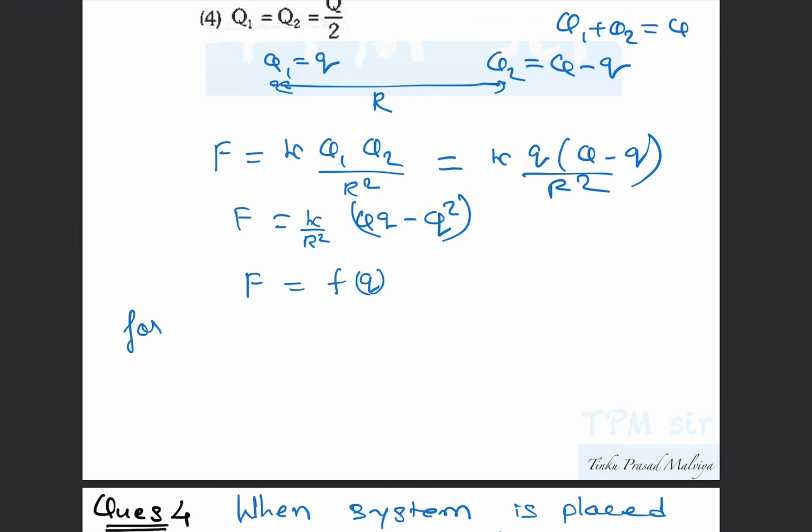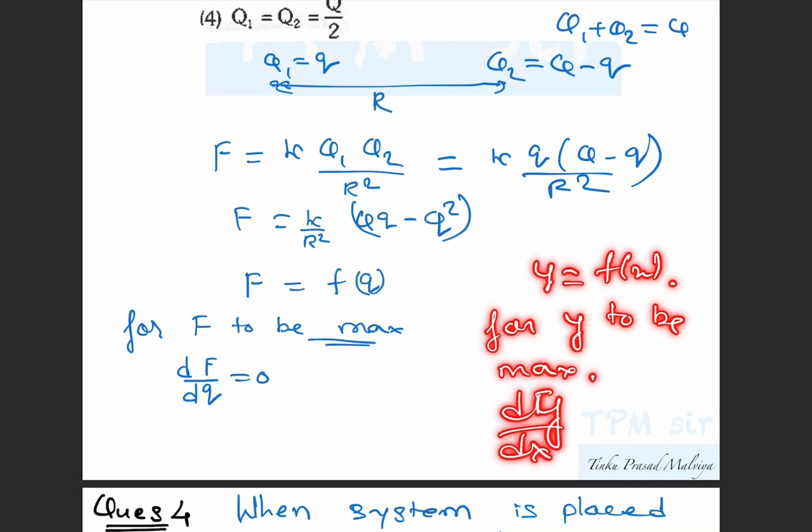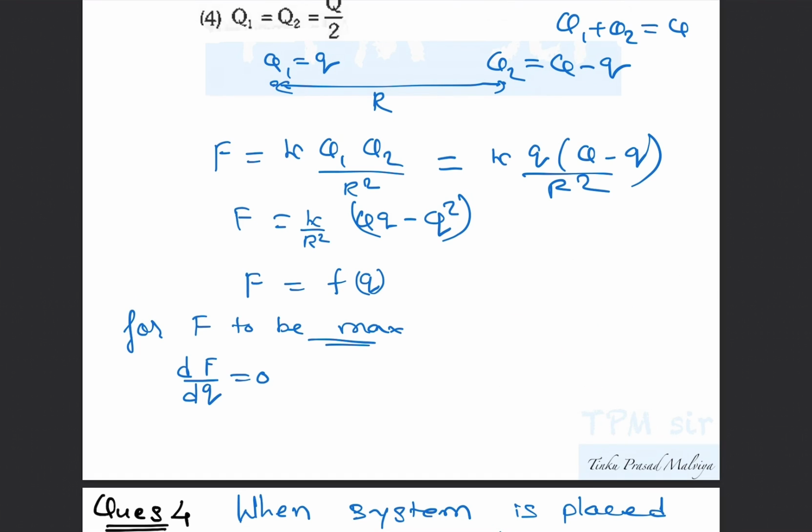You must know only one thing, that for F to be maximum, you need to do dF by dq equal to 0. It is the same as when y is a function of x: for y to be maximum, you need to do dy by dx equal to 0. That's it. Just differentiate with respect to the variable, and just equate it to 0. So if you solve, you will get the answer.